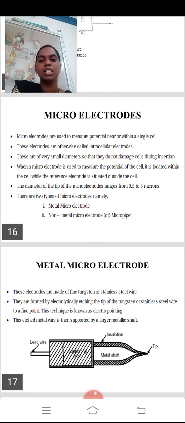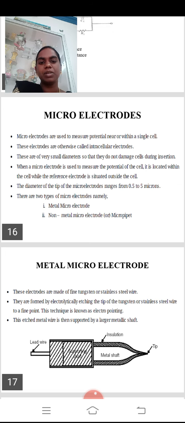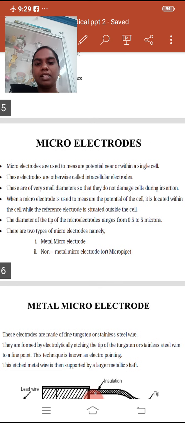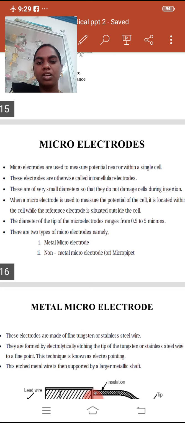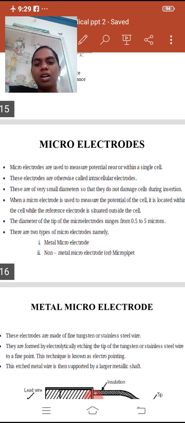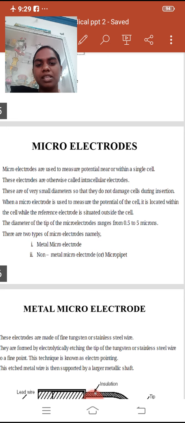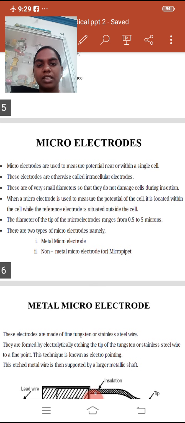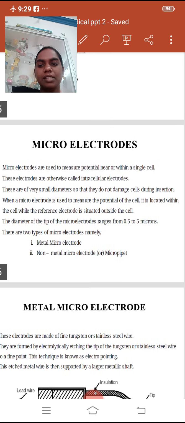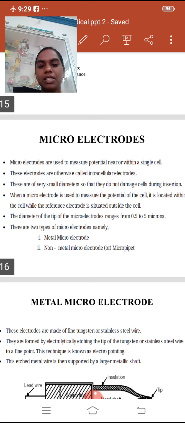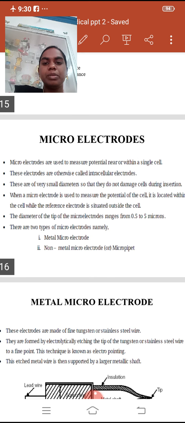Microelectrodes are used to measure potential near or within a single cell. So measurement within a single cell is available, which makes it a very accurate method. These electrodes are otherwise called intracellular electrodes. They have a very small diameter, so they do not damage cells during insertion. When a microelectrode is used to measure the potential of the cell, it is located within the cell while the reference electrode is situated outside the cell. So here one electrode will be situated inside the cell, but the other electrode will be situated outside the cell.